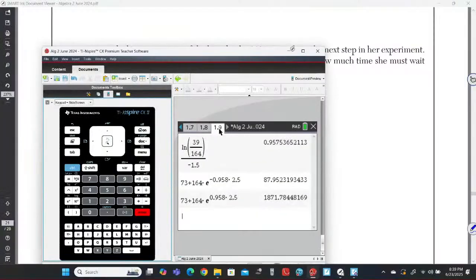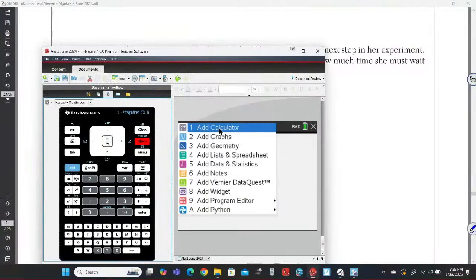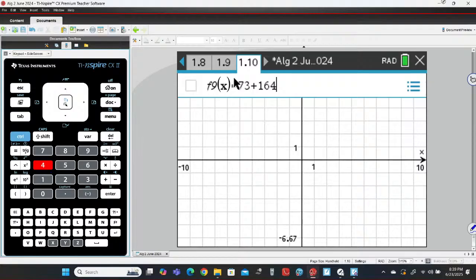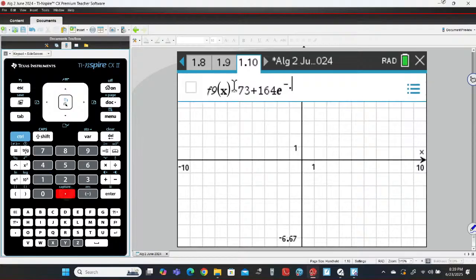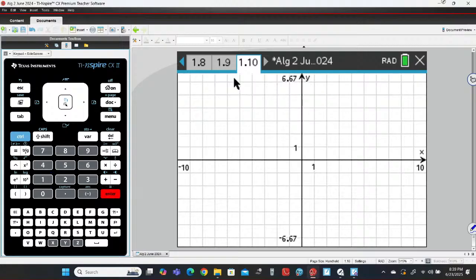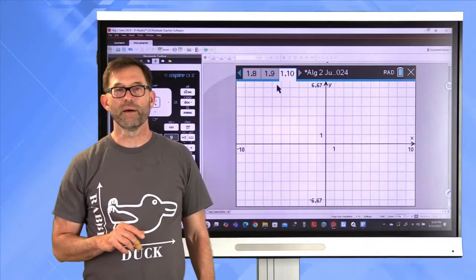So one more calculator screen. Here we go. Let's add a graph. Why not? Make the thing big to begin with. And here we go. 73 plus 164 e raised to the negative 0.958 x. That's fine. Hit down arrow. Hit down arrow again, apparently. And now 80. Enter.